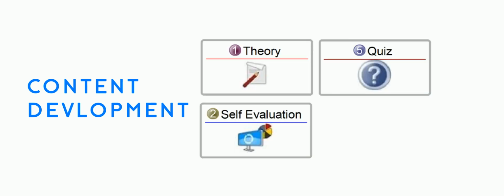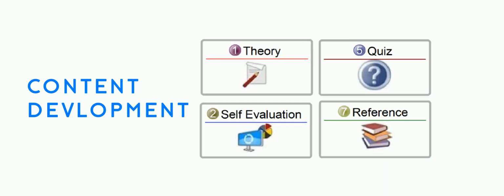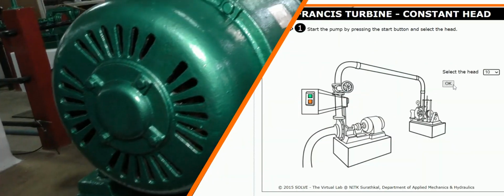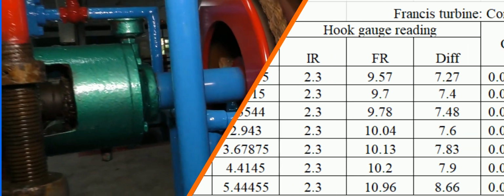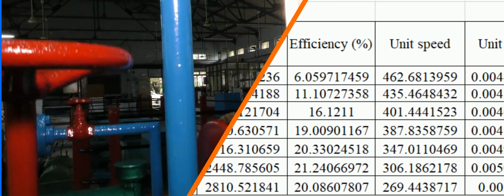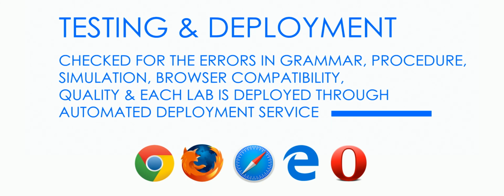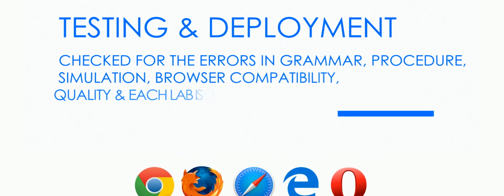Content development includes theory, quiz, self-evaluation and references related to the experiment. Simulation development involves collecting real lab data, tracing the experimental setup images and then incorporating both in interactive animations. Testing and development checks for errors in grammar, procedure, simulation, browser compatibility and quality, and each lab is deployed through an automated deployment service.